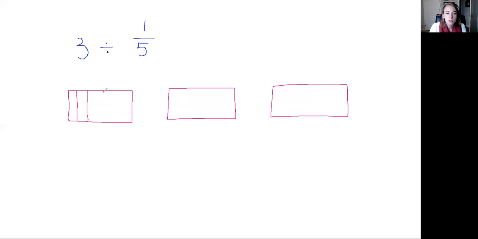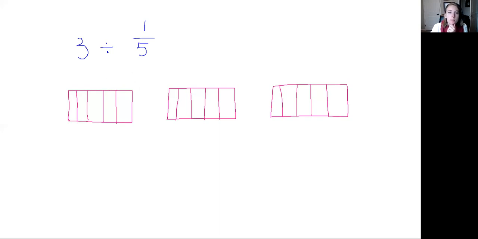So 1, 2, 3, 4. You can see I'm not totally accurate, but I'm trying my best. 2, 3, 4, and that's all that matters. 1, 2, 3, 4. You can see here I drew 4 lines on each one, but I'm splitting them into 5 equal pieces. So now I want to know how many 1/5 units there are.